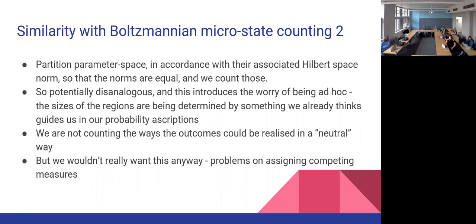Instead, what we're doing is we're getting regions of the parameter space, their volume size determined by their associated amplitude for their associated projector. Sorry, not history projector, projectors that make up the history projectors. So in this sense, we're not counting things in a neutral way. And there is no reason these histories stand out to us other than they give us the right answer. So potentially disanalogous, and this introduces the worry of being ad hoc. The sizes of the regions are being determined by something we already think guides us in probability.